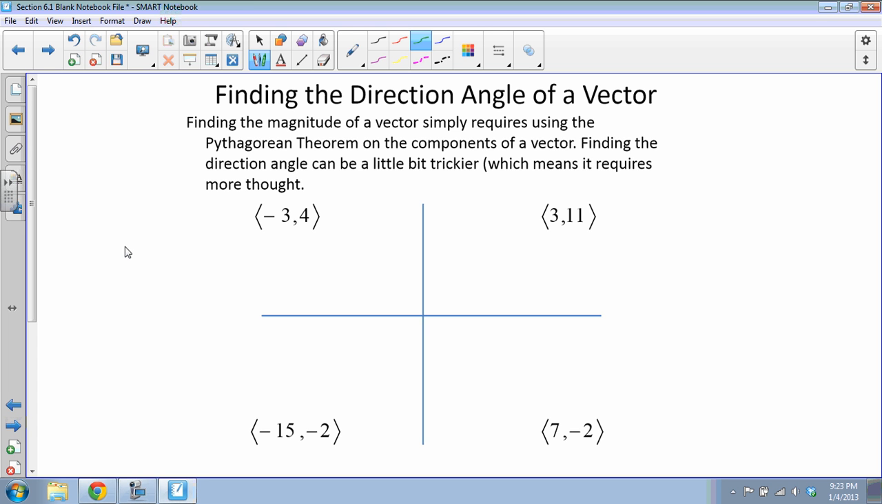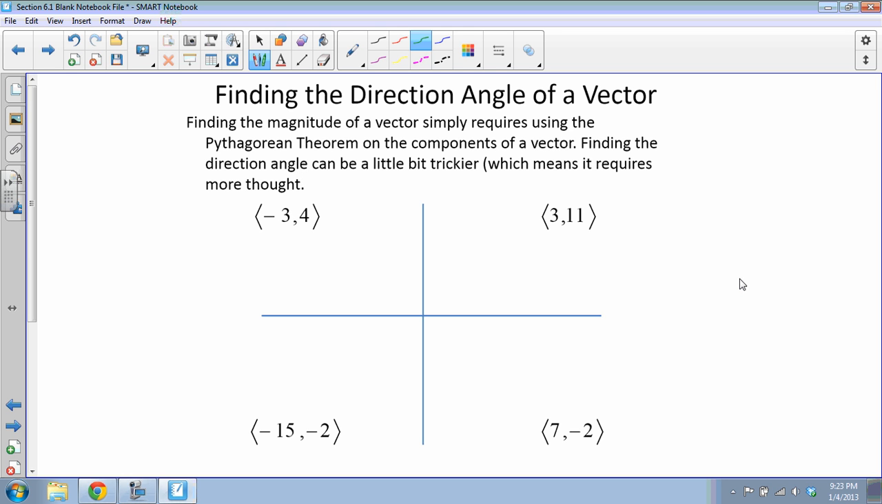Now, if they give us a vector in component form and want us to find the direction angle of the vector, finding the magnitude is really easy. On any of these, if we wanted to find the magnitude, we would just use the Pythagorean theorem, and it'd be really easy.